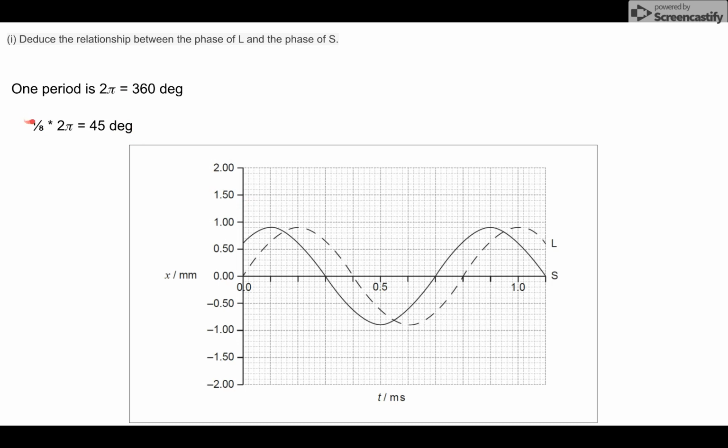That's why here we have 1, which is the time difference between the both of them, divided by the total time. This gives us the fractional time difference. Fractional time difference multiplied by the total angle in a circle, which is equal to 2 pi, or equivalent to 360 degrees, gives us the phase difference between S and L. So we can now write in our answer that S is leading L by 45 degrees. I hope that's very clear.